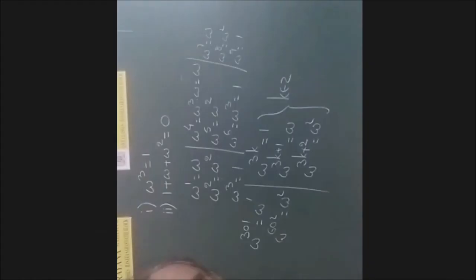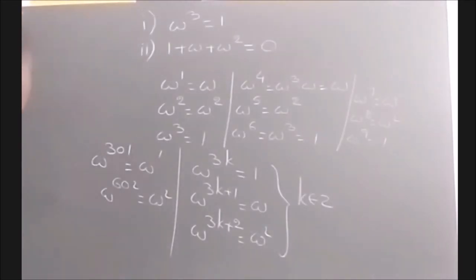Yogananda, any doubt? What is cube root of omega? Now we are not interested in the cube root of omega. Omega cube is 1, that's all. Finding the square roots and cube roots of complex numbers is a difficult task. We are not interested in that. Okay? Okay, Yogananda.